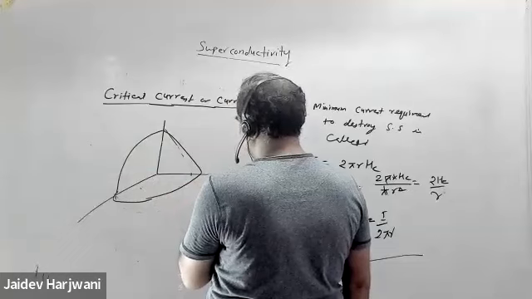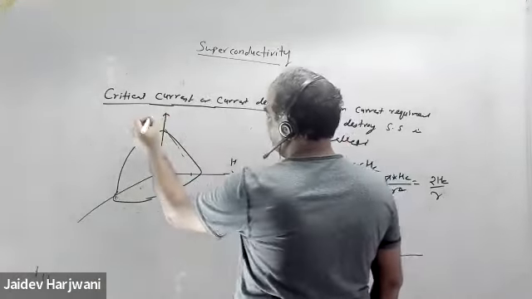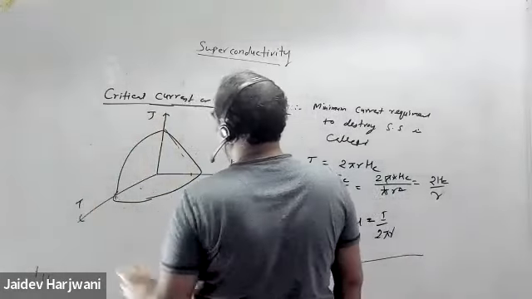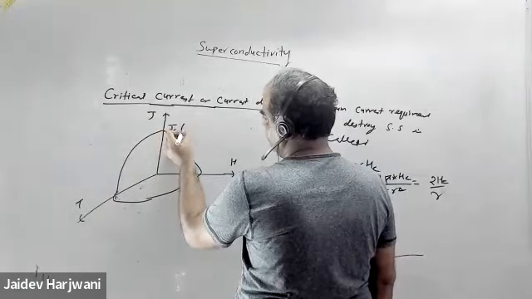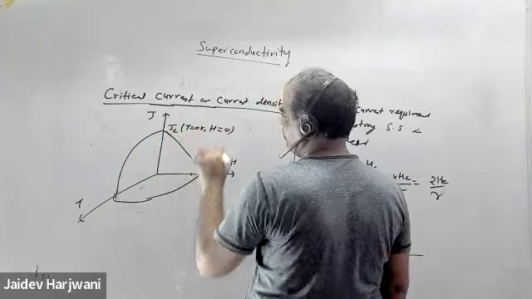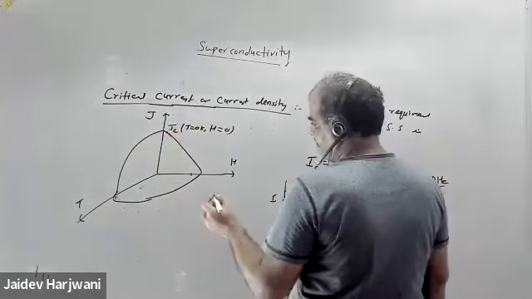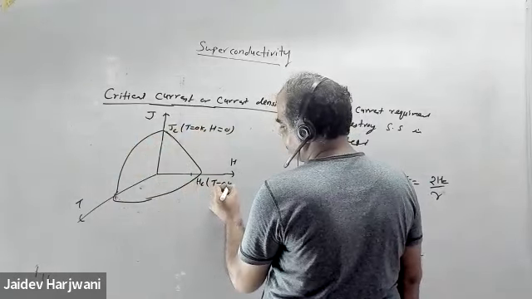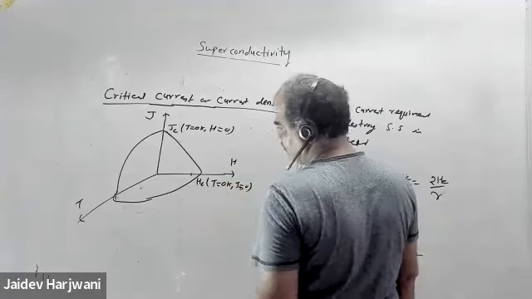By which I can destroy superconductivity. Number 1 is H, then we have J, then we have T, temperature. So when J equals JC, at that time I don't require any temperature, I don't require any magnetic field, so I can destroy superconductivity. Similarly, if I am applying H equal to HC, that time I don't need any temperature, I don't need any current density. I can destroy superconductivity.